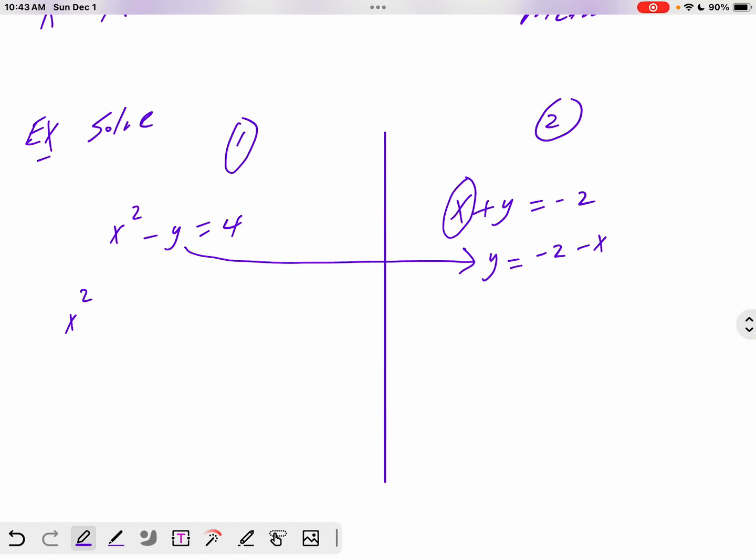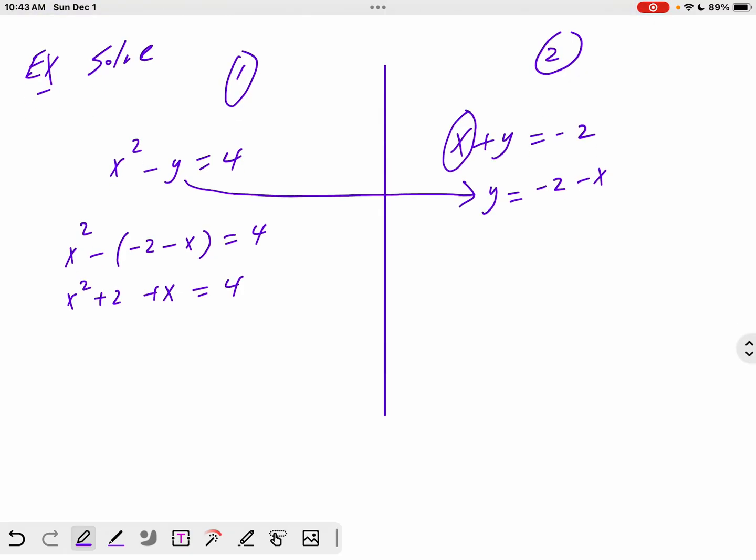So this is x squared minus, subtraction always use the parentheses, we're going to distribute, negative 2 minus x equals 4. Distribute: x squared plus 2 plus x equals 4. Then move the 4 to the other side, writing in descending order: x squared plus x, which is always 1x for factoring purposes, plus 2 minus 4 equals 0. So this is x squared plus 1x minus 2 equals 0.